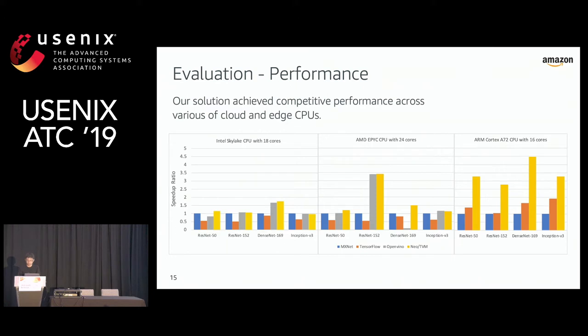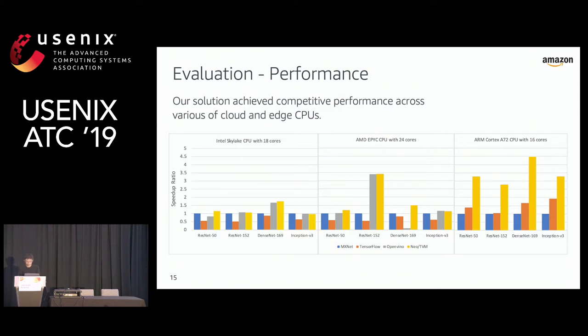Our baseline includes MXNet and TensorFlow. For Intel and AMD CPUs, we also compare our solution with Intel OpenVINO. We noticed that although Intel OpenVINO performs fairly well for most of the networks, it sometimes failed to achieve decent performance. For example, DenseNet on AMD CPUs. For more results, please refer to our paper.